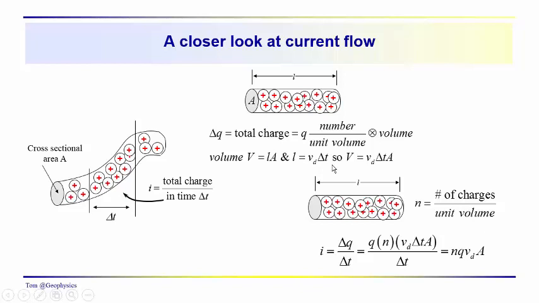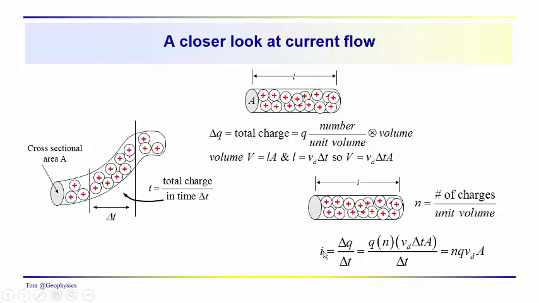And they would traverse this length in a time delta t, and the drift velocity times the time, the interval over which you're making the measurement, would give you the length of the conductor. And the volume then would be equal to the length times the area, or the drift velocity times delta t times the area. So down here we have n, the number of charges per unit volume.